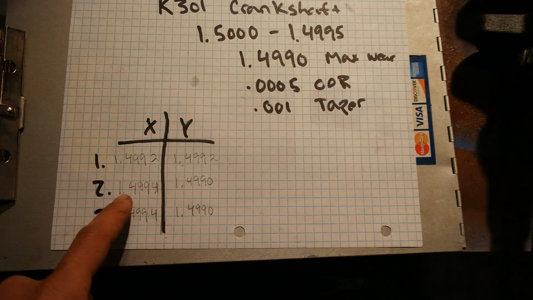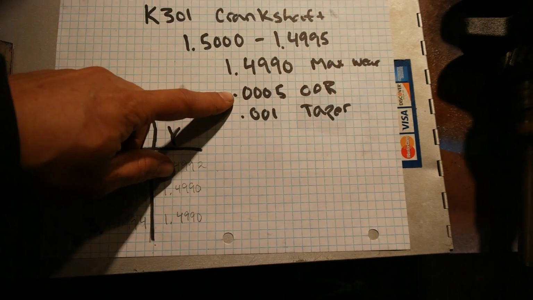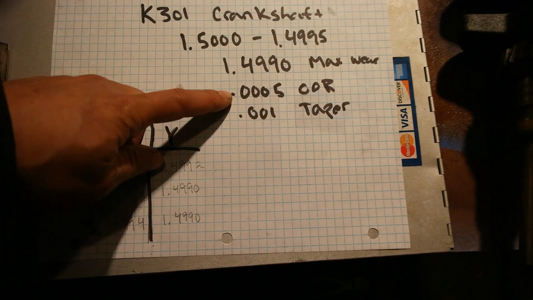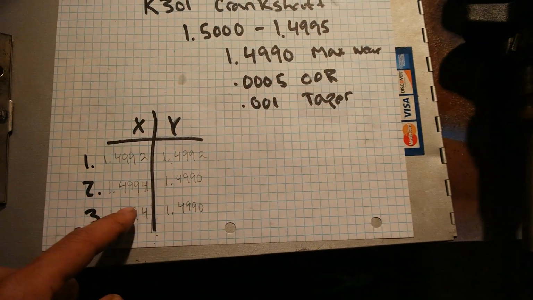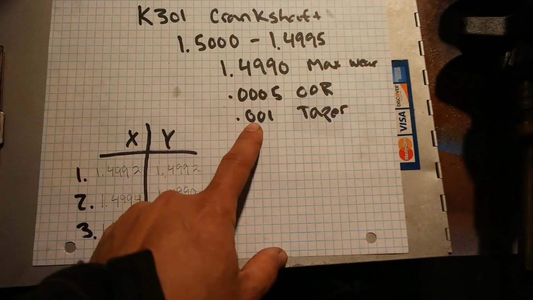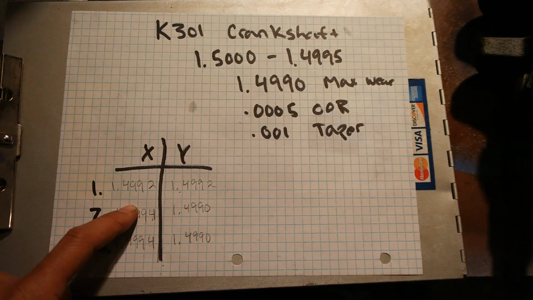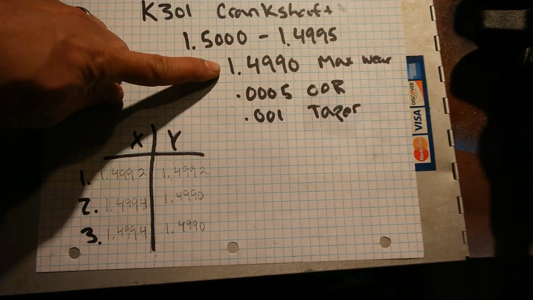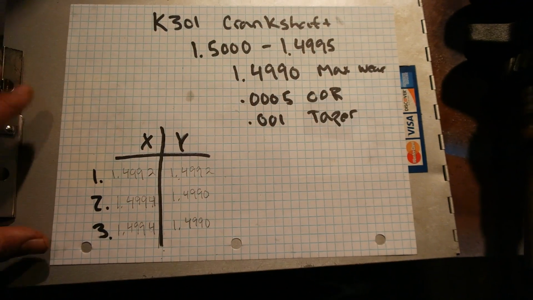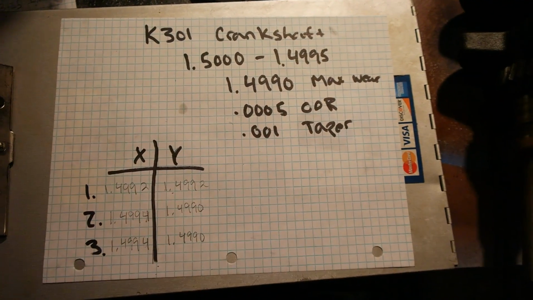The largest out of round dimension we have is 0.0004, which is just barely underneath our maximum out of round limit. Our max taper on everything is 0, so we are within specification there. And we also are within specification for our overall size of 1.4990. So it looks like this crankshaft is good to have a standard connecting rod installed.